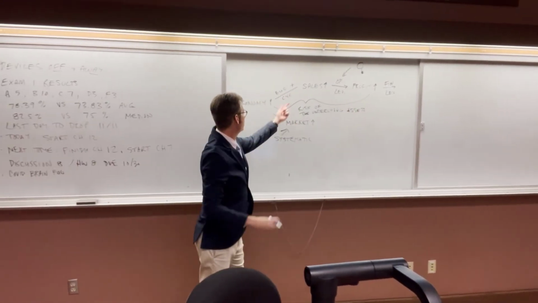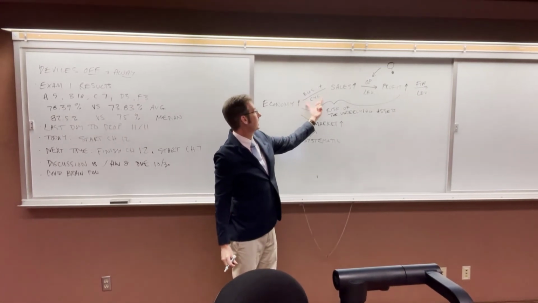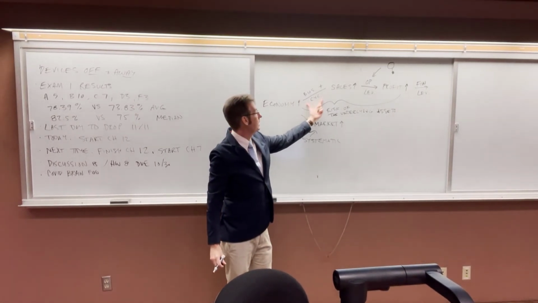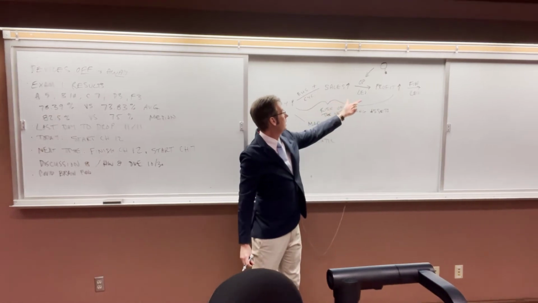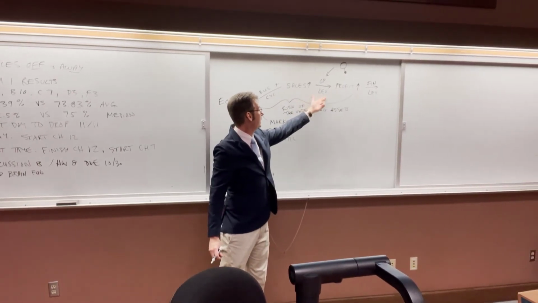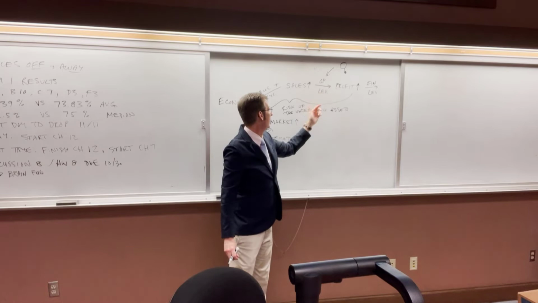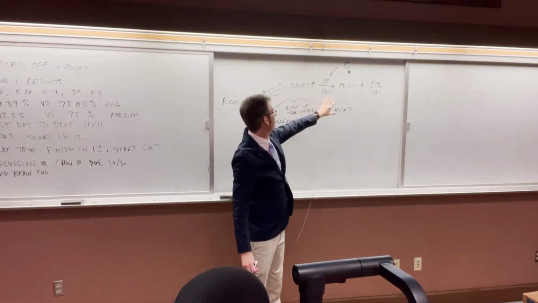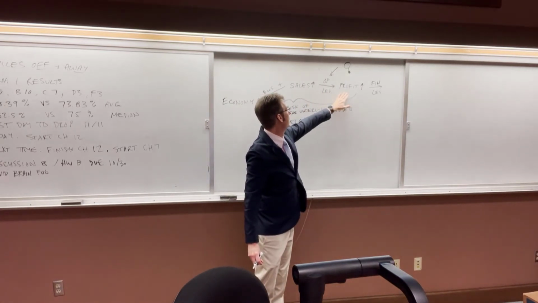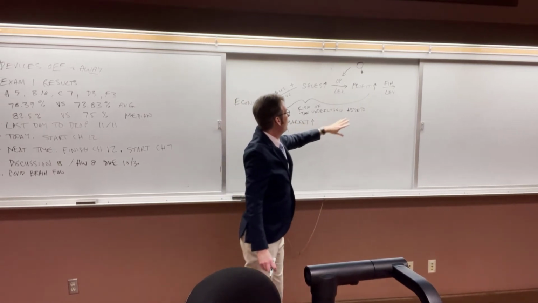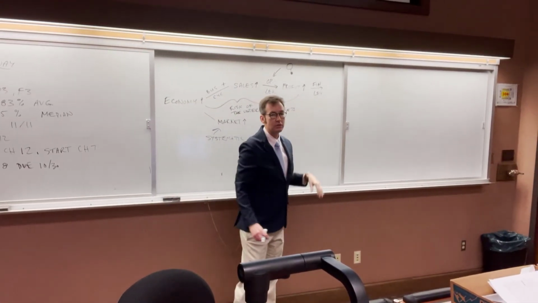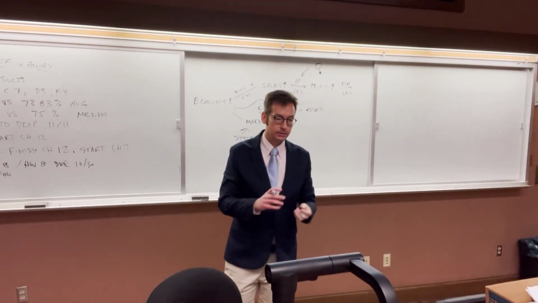So there is the risk of the business itself, and I can even make my risk worse by going with high operating leverage. In other words, a high fixed cost, low variable cost structure here. But all of that is the risk of the underlying assets. Now, we're going to start looking at how those assets are financed.